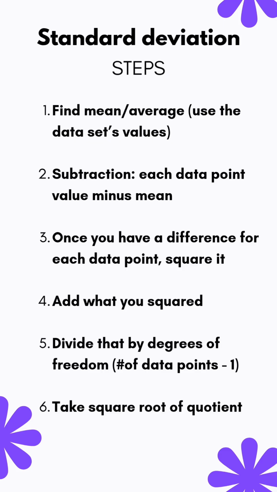So, number 1, find the average/mean of the points in your dataset. Step number 2, each individual data point value minus the mean. Step 3, square what you get in step 2. Step 4, sum the values you squared. In step 5, divide that sum by the degrees of freedom, so n-1, or number of data points minus 1. And for the final step, take the square root of the quotient. And it's going to be the positive square root. I know it sounds confusing, so let's walk through it together.